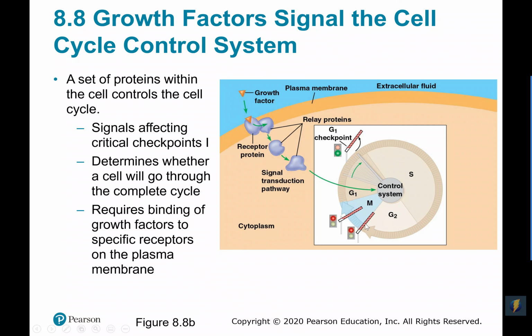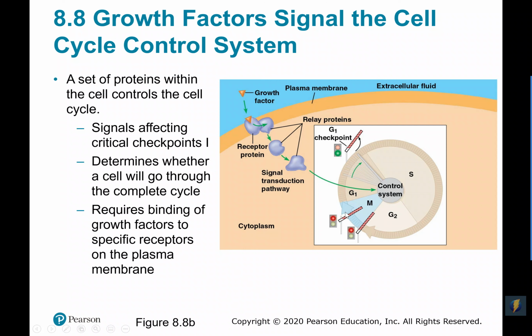Then there is a G2 checkpoint. Okay, do we have everything that we need to go through mitosis? Can we do it? Okay, we good? We can? We keep going. We get the green light. Oh, we don't have a particular growth factor? Oh, we don't have a particular protein already made? Nope. Stop. Red light.